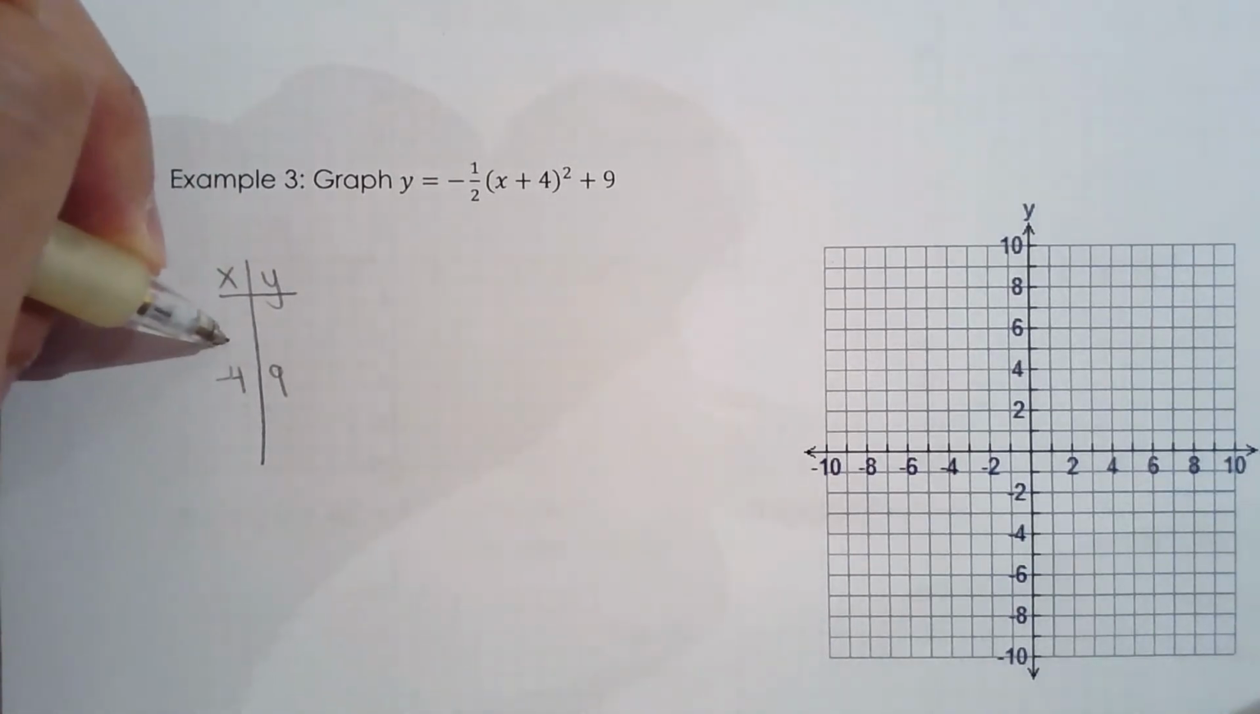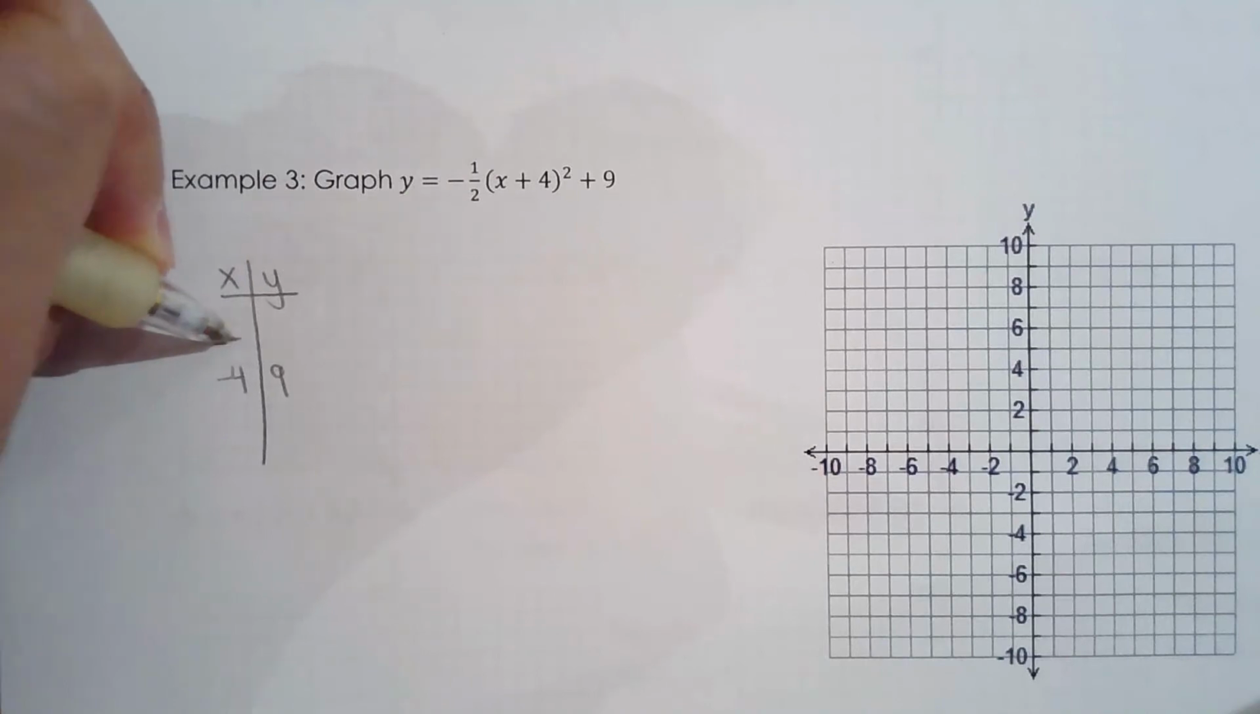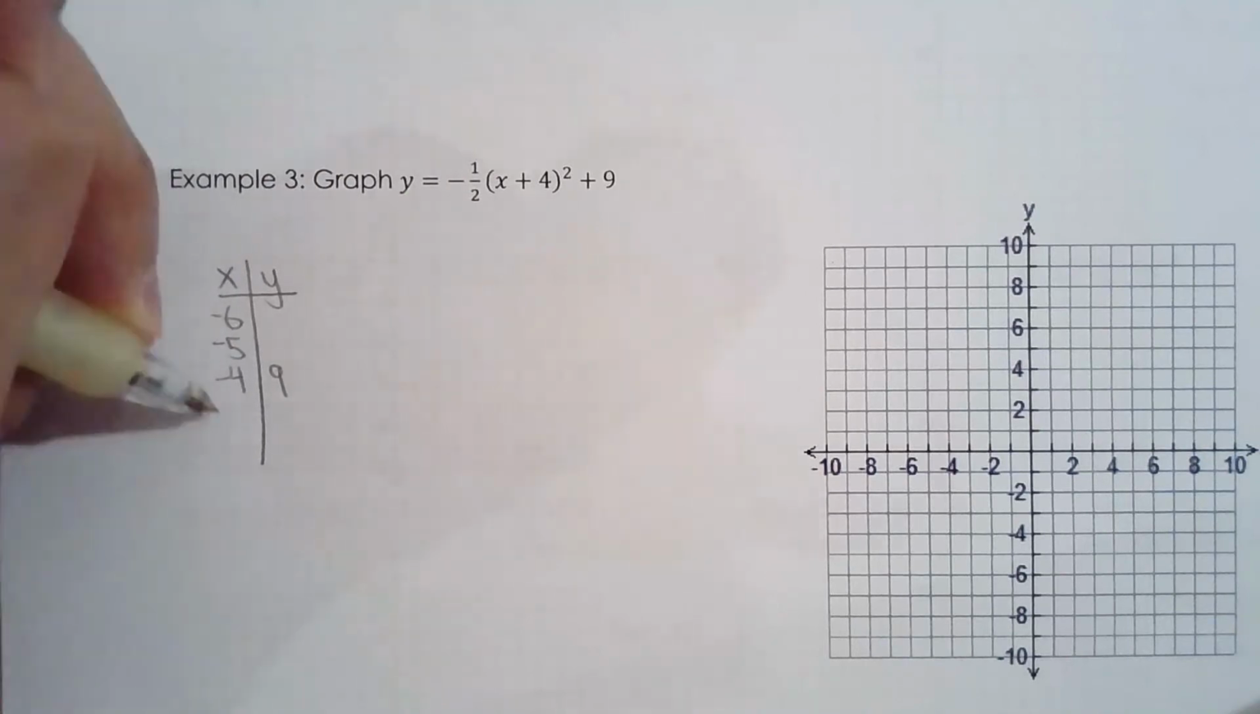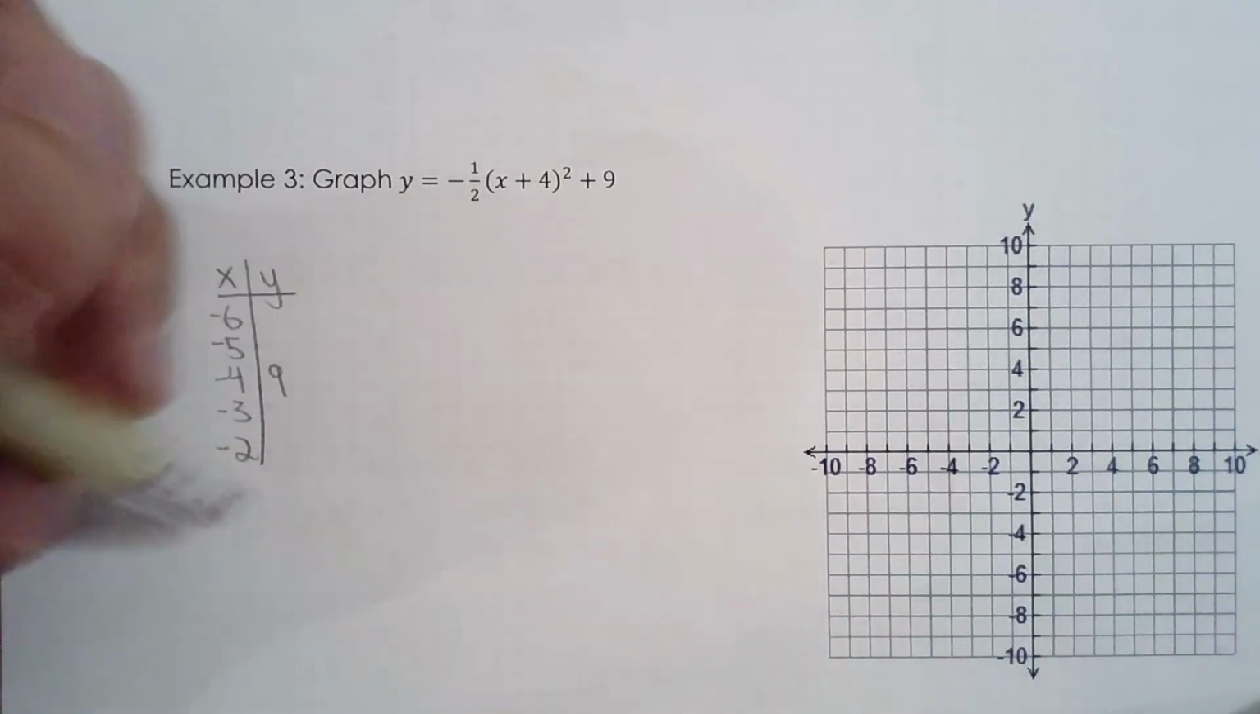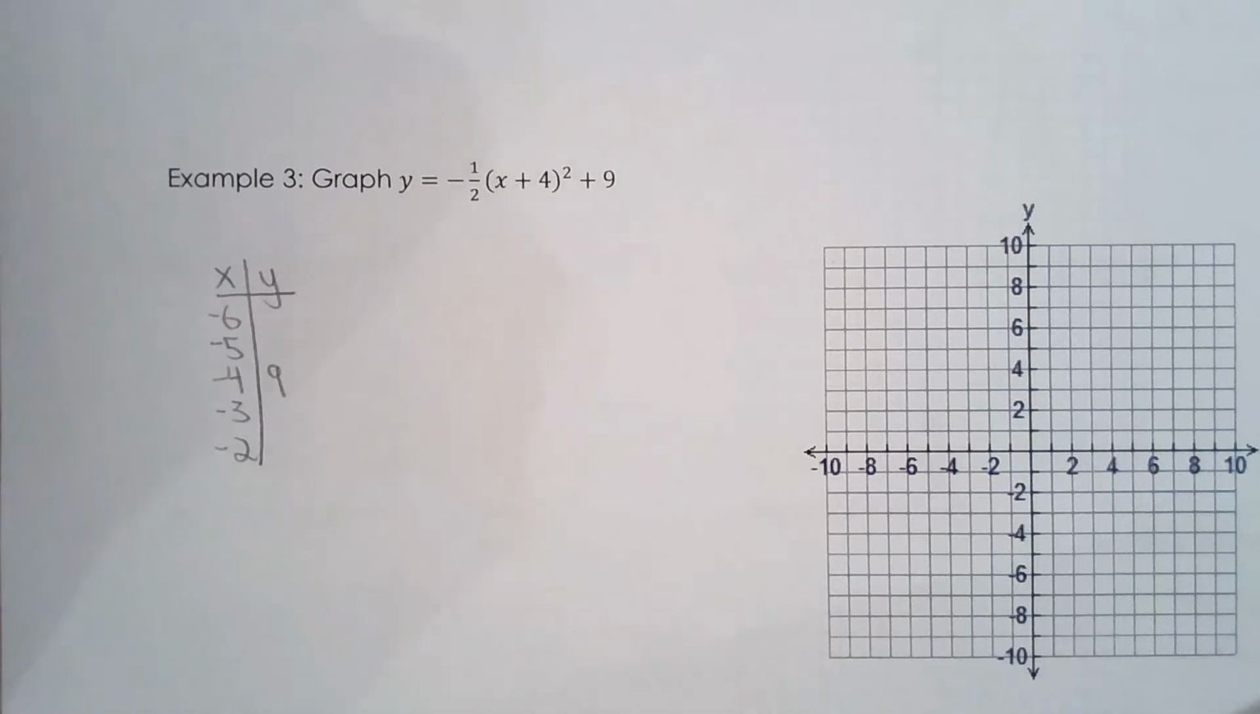So, -5, -6, -3, -2. Bam, bam, bam. Now I solve for the y values. Okay, so that's another way of graphing without using the mapping rule.